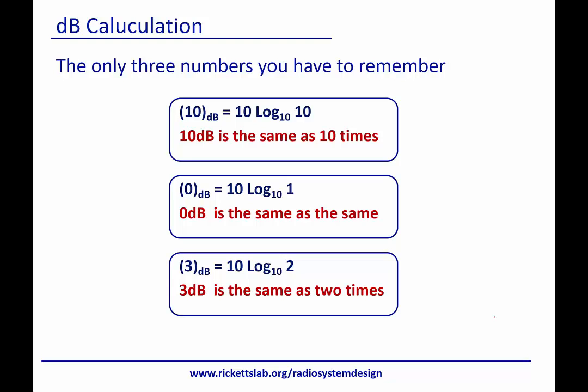And this is probably the most used one. And it's pretty easy because 3 dB is twice, 6 dB is 4 times, and 9 dB is 8 times. So you can kind of move through this pretty quickly.